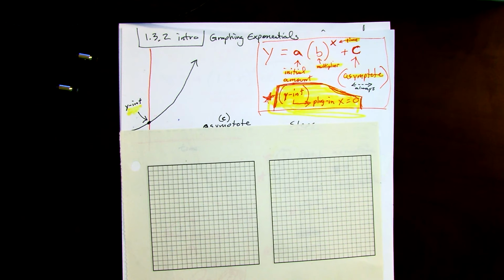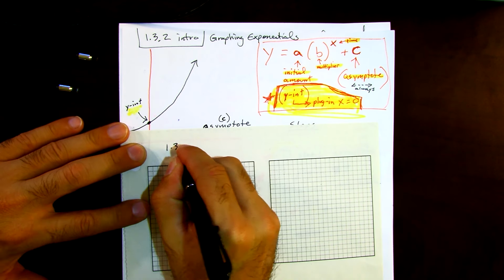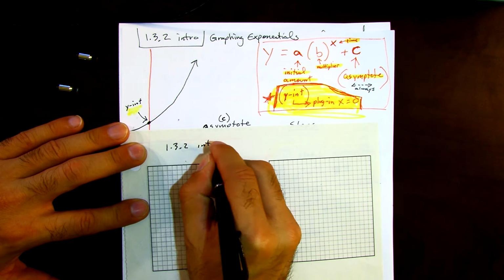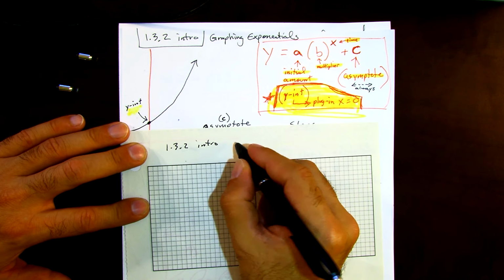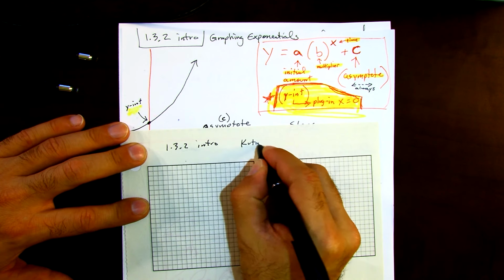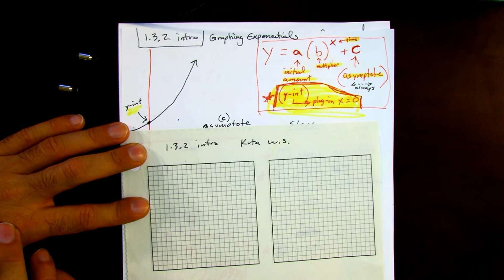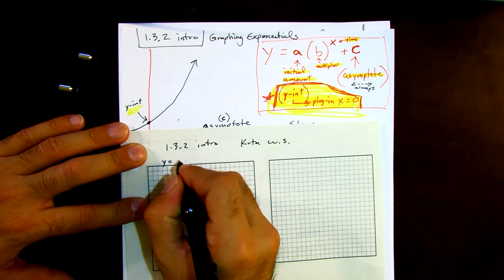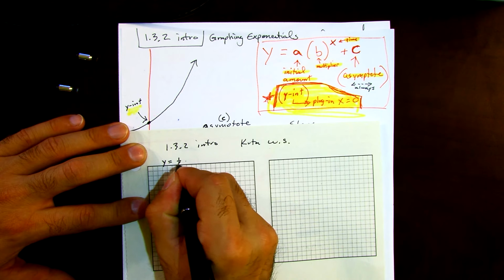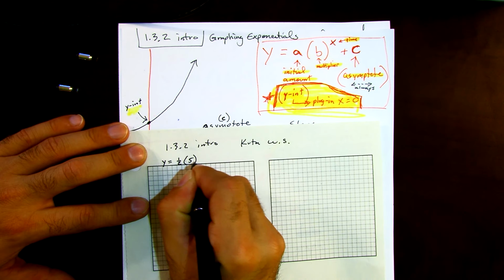So we have 1.3.2. This was the intro homework. This was 5 problems. It was a CUDA worksheet. Okay, it was a link. The CUDA worksheet here. So we're going to start with our first problem. Y is equal to 1/2 times 5 to the x.